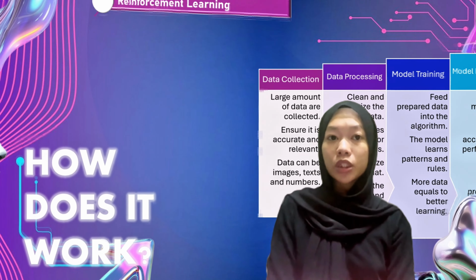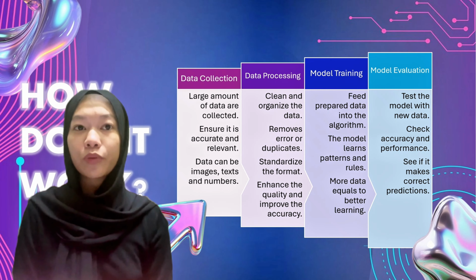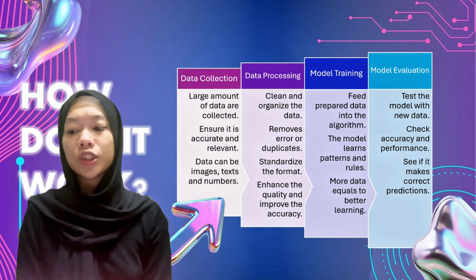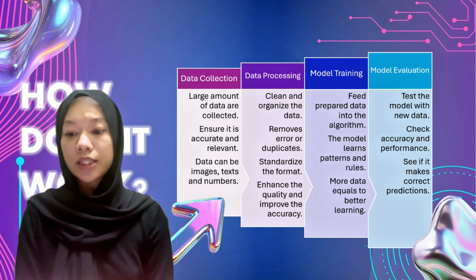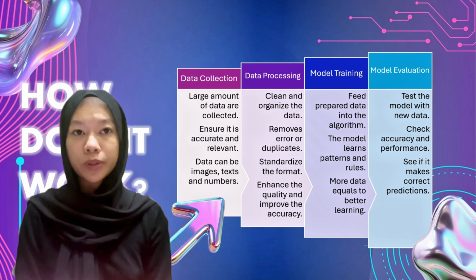So how does machine learning work? First, we begin with data collection. We need a large amount of relevant information so the system can learn. It is important that the data is clean, accurate, and related to the problem. This data can be images, text, and numbers.